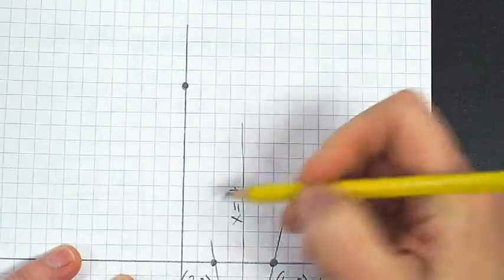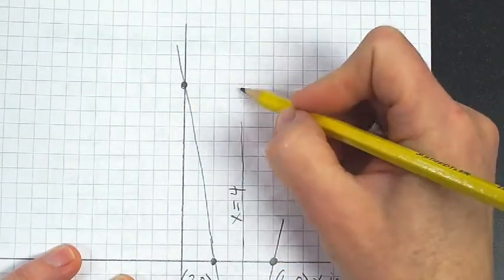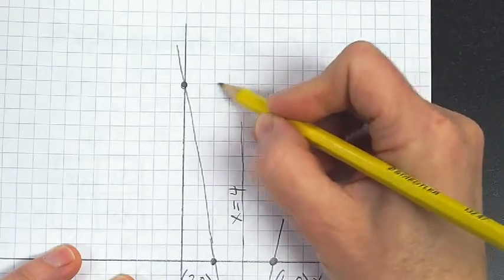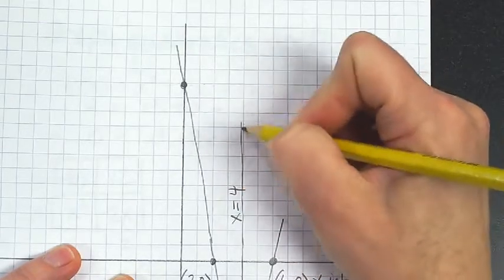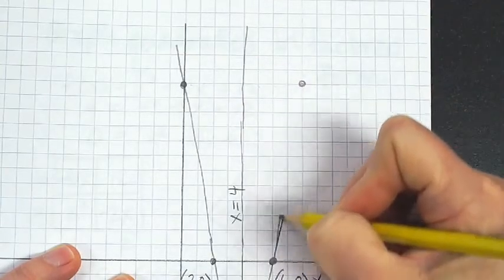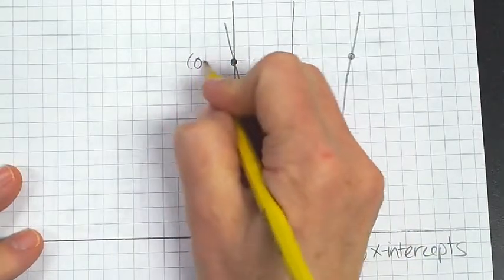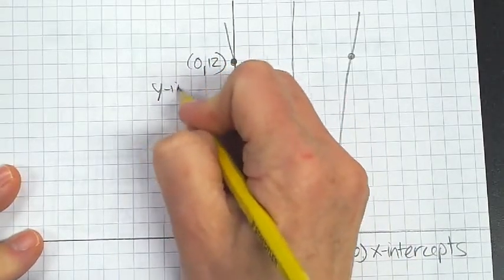So way up here. So then it looks like this. If you want to put the point, that one's 1, 2, 3, 4. This is my line of symmetry, so 1, 2, 3, 4. There's going to be a point over on this side too. Okay, and we need to label it, so 0, 12, y-intercept.